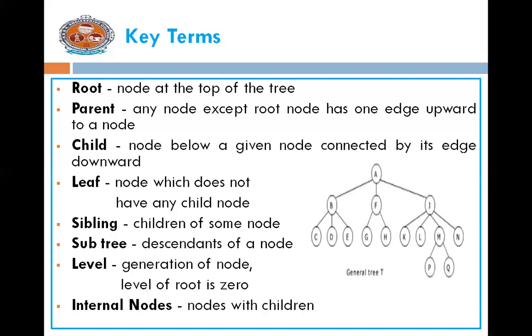Next one is internal nodes. The internal nodes are the nodes with children, that is, which have the children. For example, if you take here, the internal nodes are B, F, J, M. These are all called internal nodes.